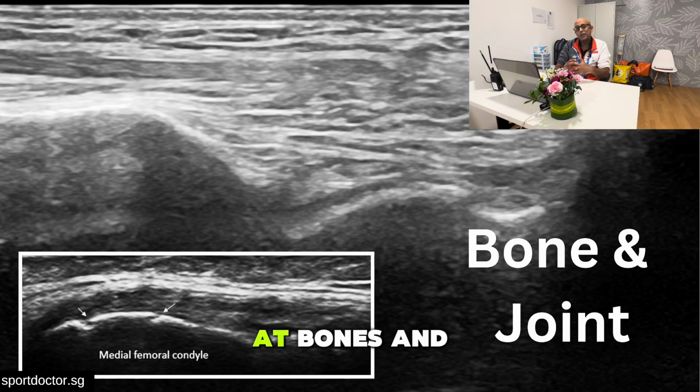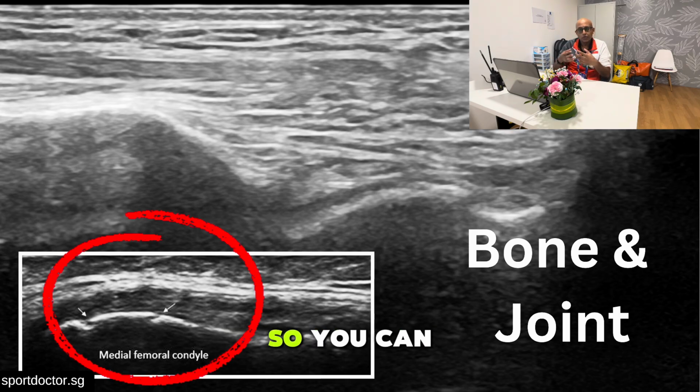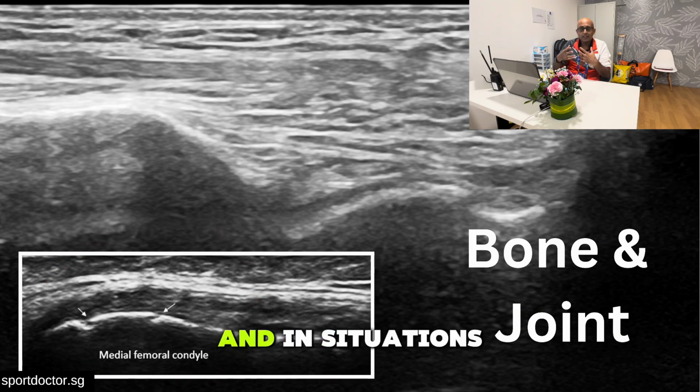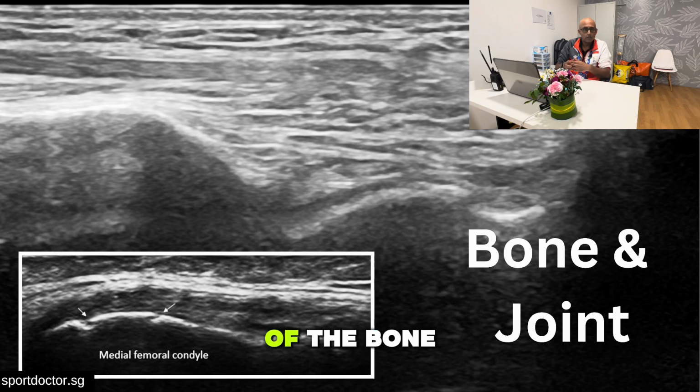Finally, we can have a look at bones and joints. Now, the challenge with ultrasound is that sound waves get reflected from bones, so we cannot assess the bone in a great deal of detail. However, we can look at the surface and make assumptions from there. In the bottom picture here, we have an evidence of a stress fracture. So you can see the cortex is broken, and in situations such as with children where you don't want to expose them unnecessarily to radiation, you can undertake an ultrasound to see if there is that disruption of the bone.